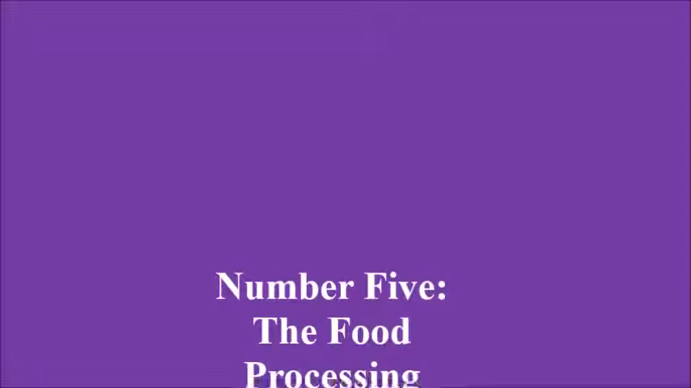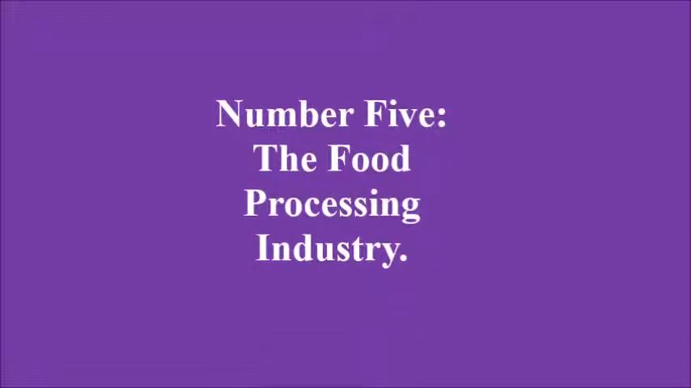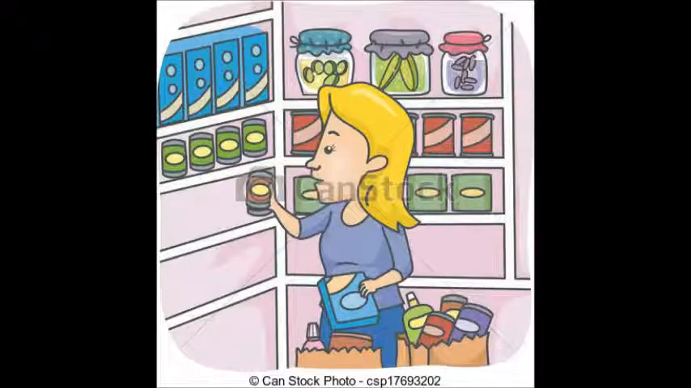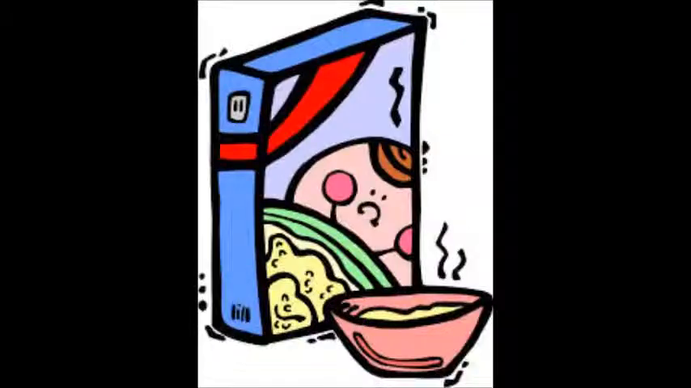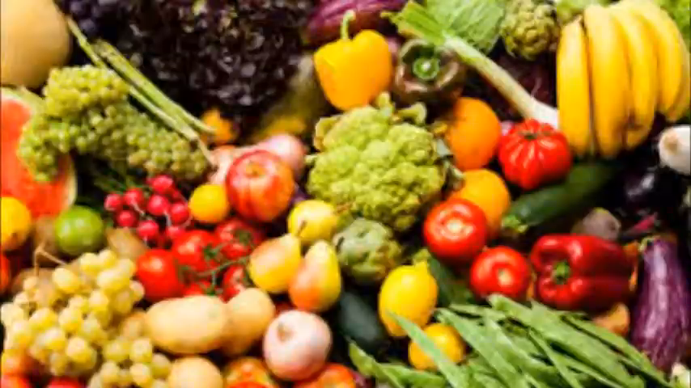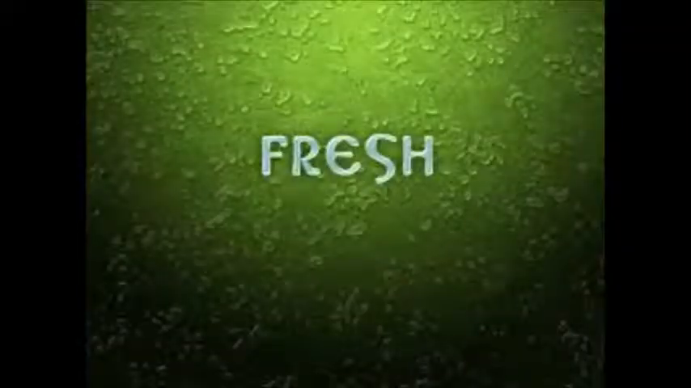Number 5, the food processing industry. When you look into your pantry, what do you see? Cans? Boxes? Plastic wrapped foods? The majority of your pantry contains already processed foods. Processed foods are foods that have been altered from their natural state, either to prolong the duration of their freshness or make them easier to use.